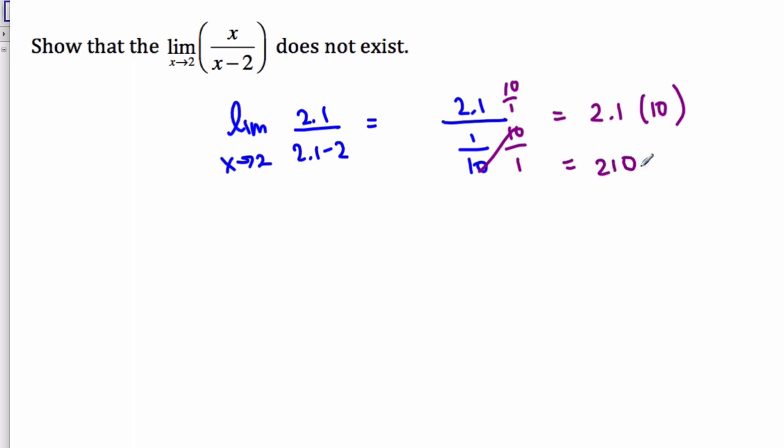That's 210. Now, if this was 1 over 100, add another 0 here. 1 over 1,000, add another 0. 1 over 10,000, add another 0, which means as this number gets closer and closer to 2, this number here will get bigger, which means it does not exist.